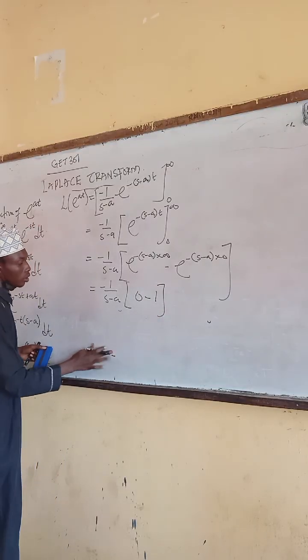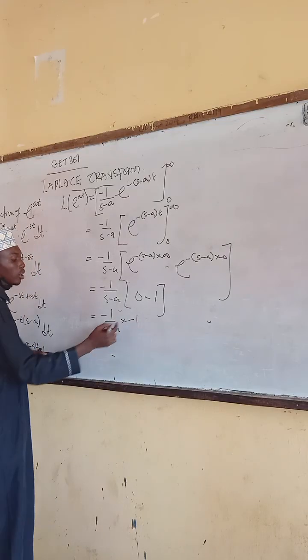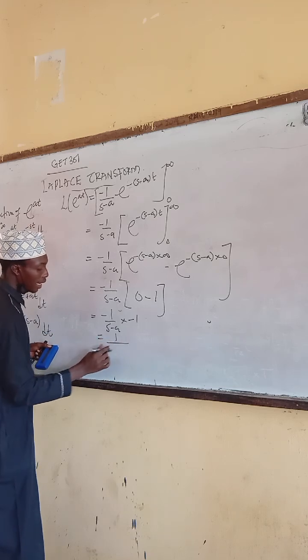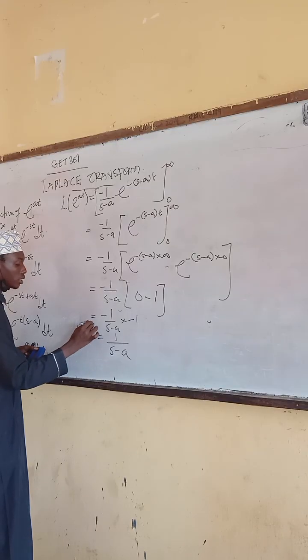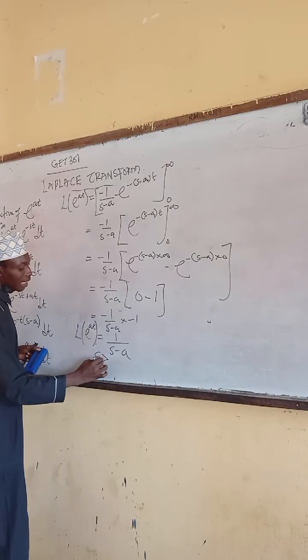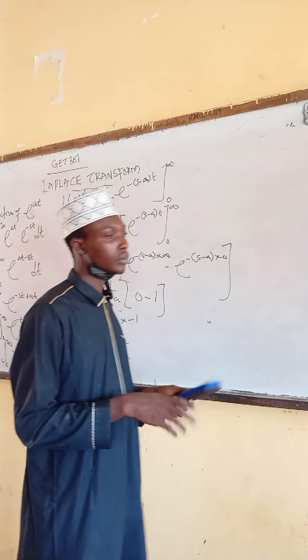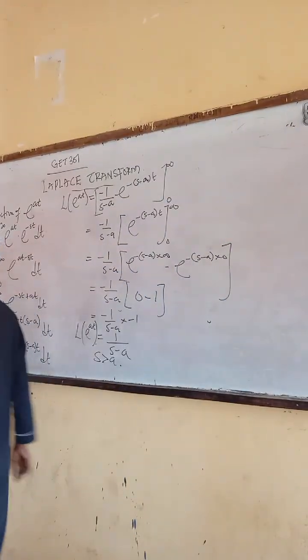So you are going to have minus 1 over s minus a times minus 1. Minus times minus is plus, that's plus 1, and hence you have 1 over s minus a. So that is your Laplace of exponential at, provided that s is greater than a. 1 over s minus a. So a is your constant. It can be any number: 2, 3, 4.